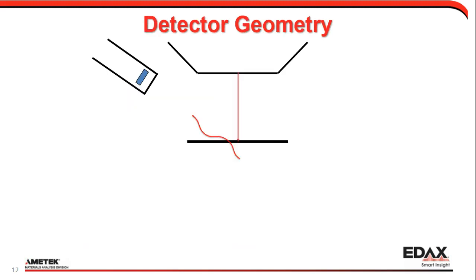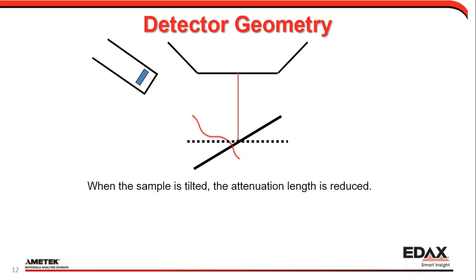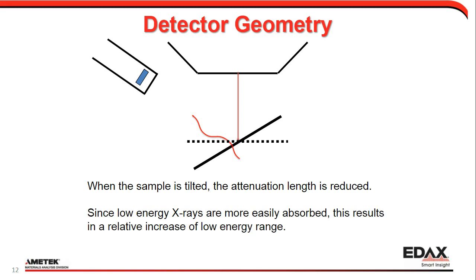So if I have an X-ray generated down here, and I now tilt my sample, we can see I changed the path length inside the sample, which means I reduce the attenuation length, which means I reduce the absorption. Low energy X-rays are more easily absorbed, so a tilt gives you a bigger effect in the low energy range. You see a relative increase. And we can see this in the background.